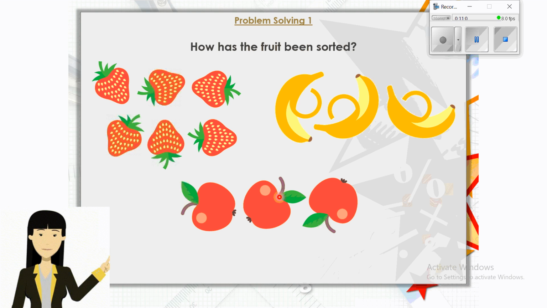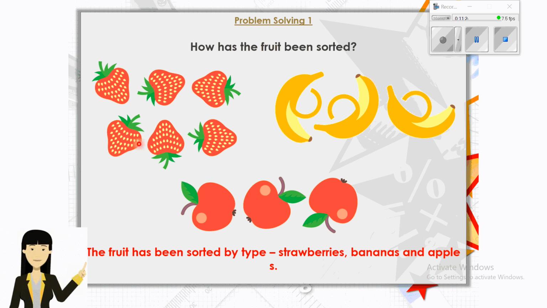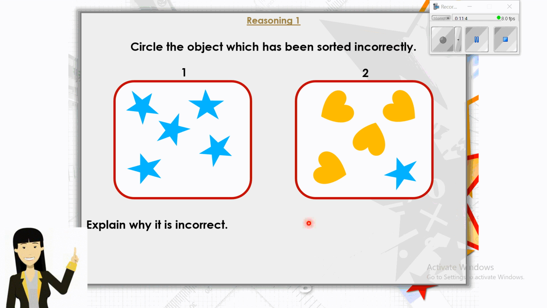Did I sort, for example, by size? No, because you can see the apple size is the same or equal to the banana size. What about my sorting? Yes, excellent. I'm sorting the groups by the type. Here I have strawberries, here I have bananas, and here I have apples. So the type means each group has a different type of fruit and different taste. That's right.